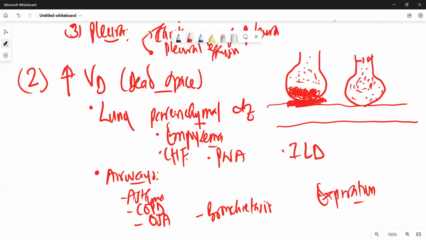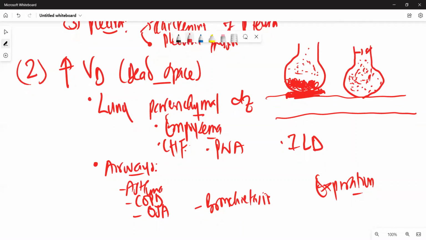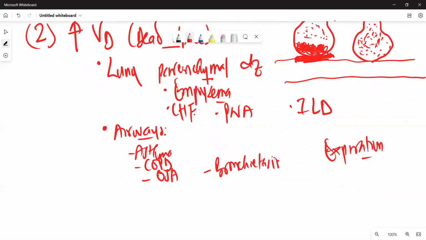And of course, because they are retaining a lot of carbon dioxide, there is a lot of trapped air in the lungs. Those gases will not be participating in gaseous exchange, so they retain a lot of carbon dioxide. So that would be another cause of hypercapnic respiratory failure. The first one we mentioned was hypoventilation. The second one we mentioned was increase in dead space.